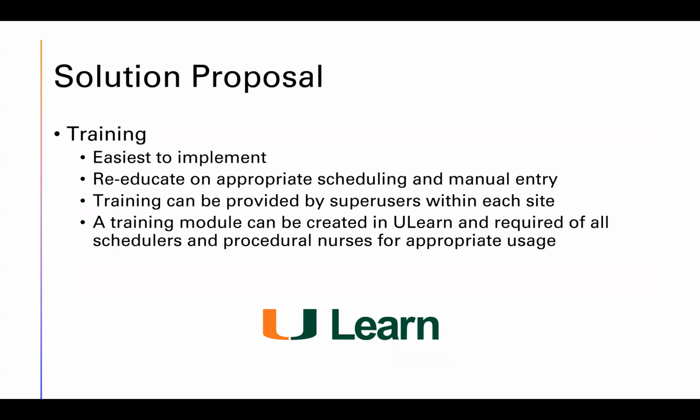So after doing these interviews with all the different departments on what their workflow is and how they entered this data, we figured there's 4 main aspects of improvement for user interfaces and user experience. Number 1, the easiest to implement would be just retraining, re-educating on the appropriate scheduling in the electronic medical record, along with the manual entry ways.